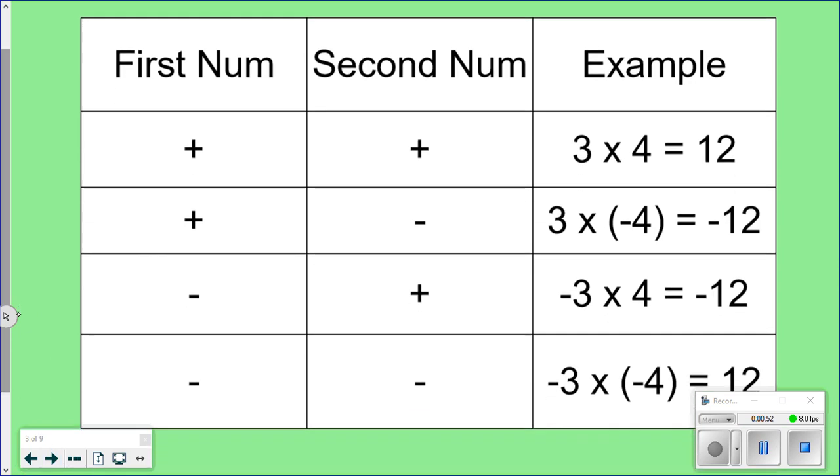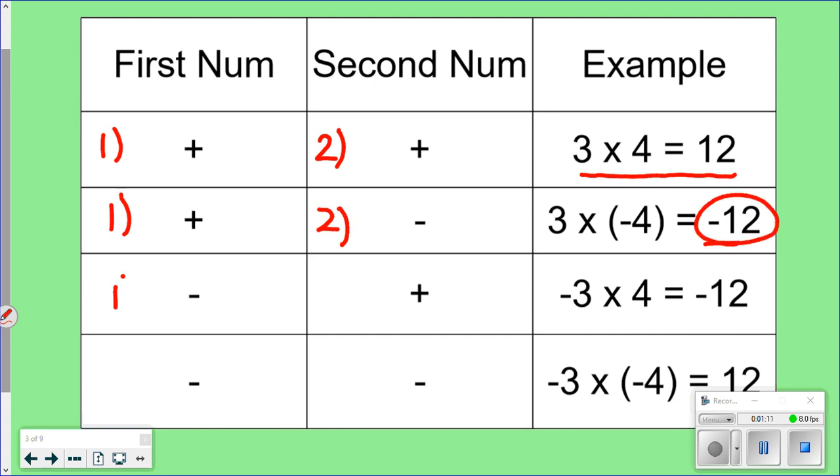Okay, so if the first number is positive, the second number is positive, the answer is going to be positive. Notice this is an example right here. If the first number is positive and the second number is negative, the answer is going to be negative. If the first number is negative and the second number is positive, the answer is going to be again negative. If the first number is negative and the second number is negative, the answer is going to be a positive.